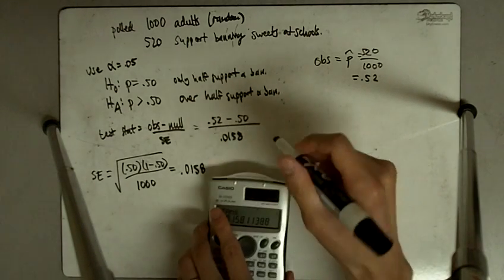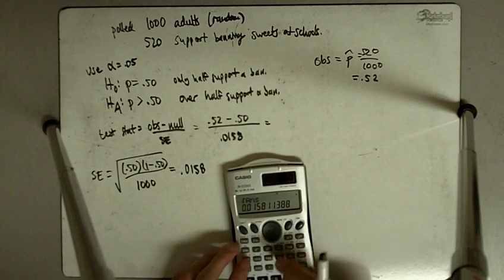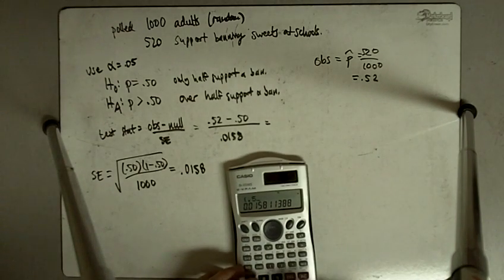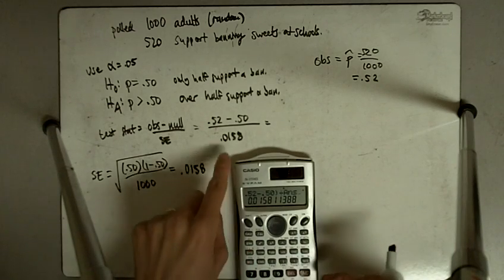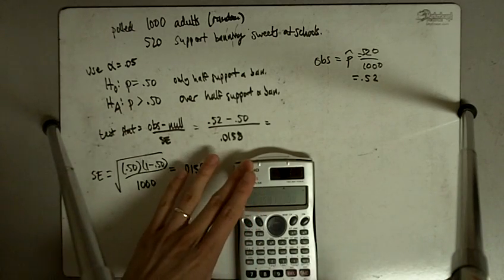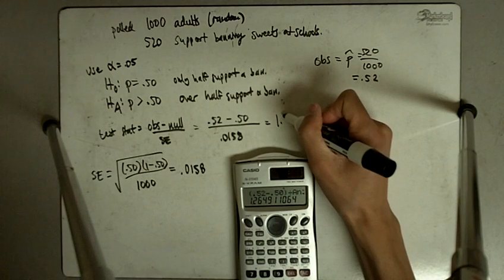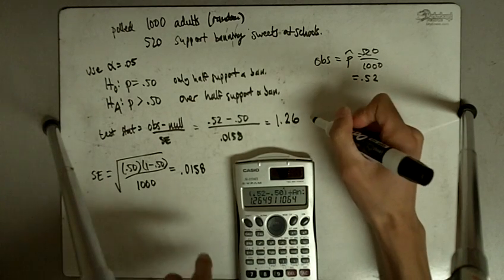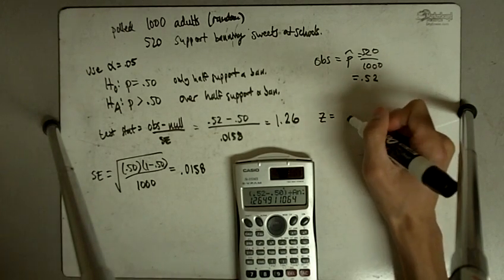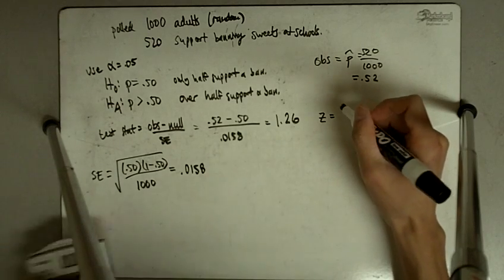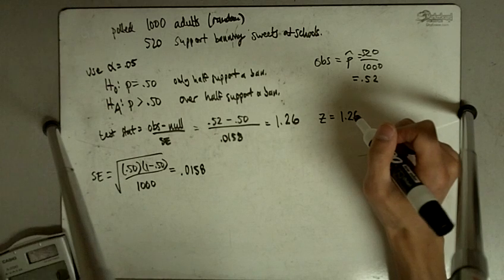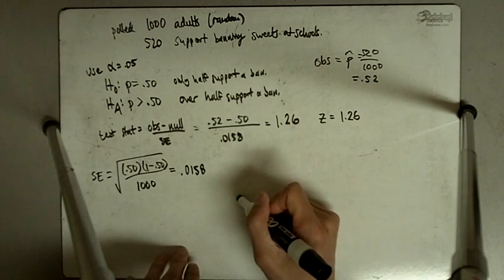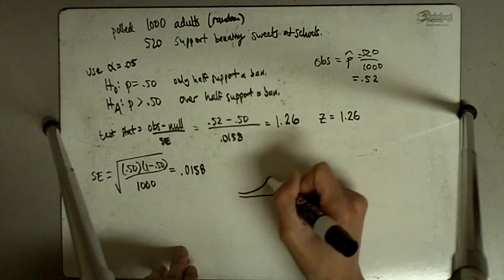Okay, and so on top, I'm going to do 0.52 minus 0.50, and I divide by the standard error that I just calculated, and I get my z-score is 1.26. Okay, maybe yours is 1.27, whatever. 1.26 is my z-score. So that's my test statistic.